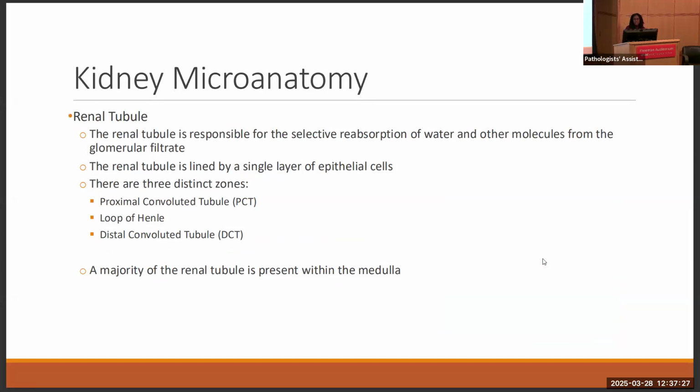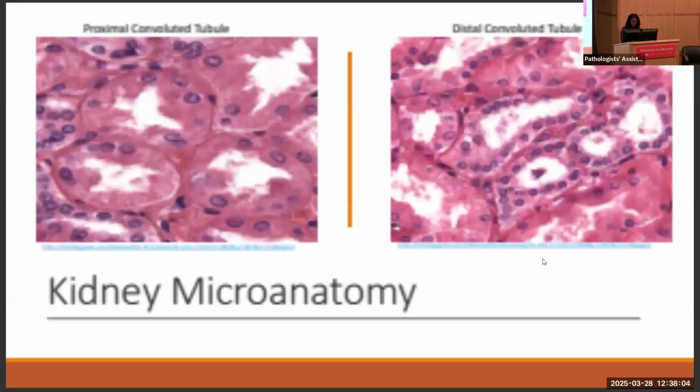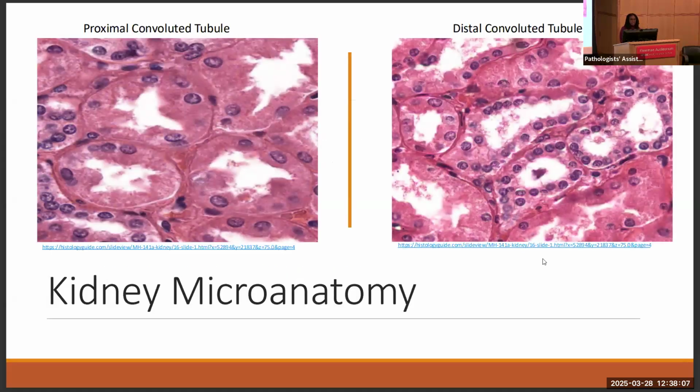The renal tubule extends from Bowman's capsule to its junction with the collecting duct. Its primary function consists of selective reabsorption of water and other molecules from the glomerular filtrate. There are 3 distinct zones, each with their own corresponding histologic appearance. The 3 zones include the proximal convoluted tubule, which I will refer to as the PCT, the loop of Henle, and the distal convoluted tubule, which I will refer to as the DCT. The majority of the renal tubule is present within the medulla. We will only review the histology of the PCT and the DCT.